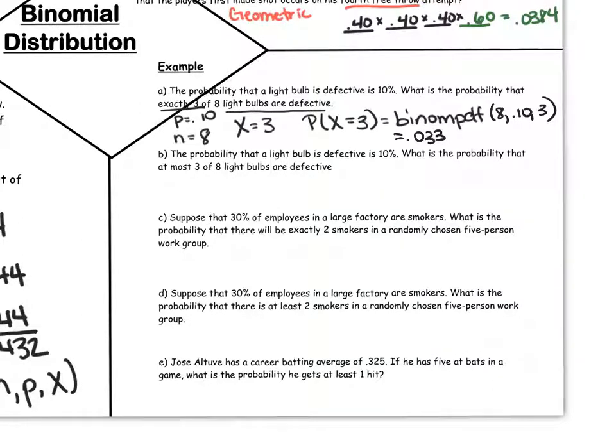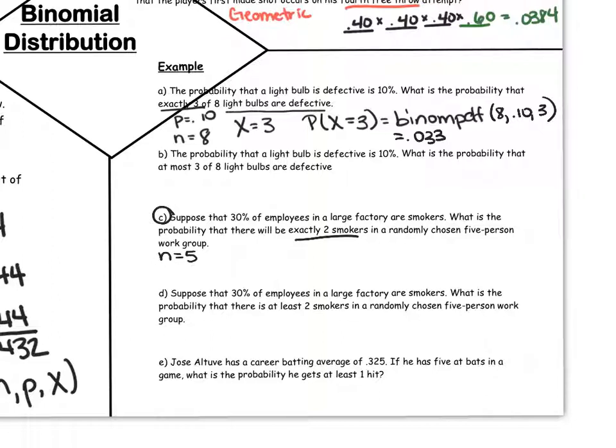I want you to try letter C next. For this one, suppose that 30% of employees in a large factory are smokers. What is the probability that there will be exactly 2 smokers in a randomly chosen 5-person work group? So is there a fixed number here? What's N equal to? N equals 5.